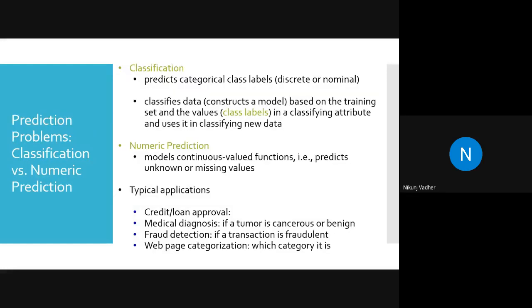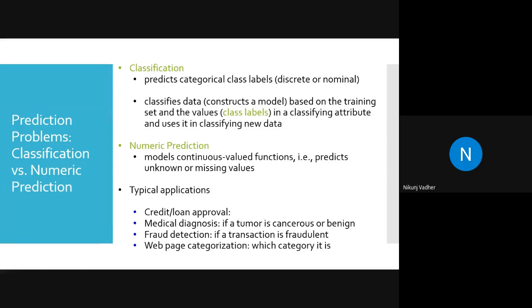Let's go with supervised learning. In supervised learning, we have multiple options: classification and prediction. What is classification and what is prediction? Most of the time, prediction is used whenever we want to predict some value.